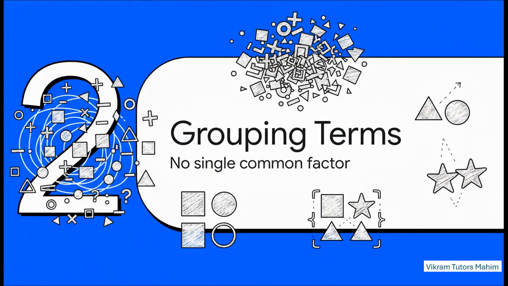Okay, but what if you look at an expression and there's nothing that all the terms share? Do we just throw our hands up and quit? No way. This is where we need our second tool. It's called factorization by grouping. This is your go-to move when things don't look so obvious at first glance.